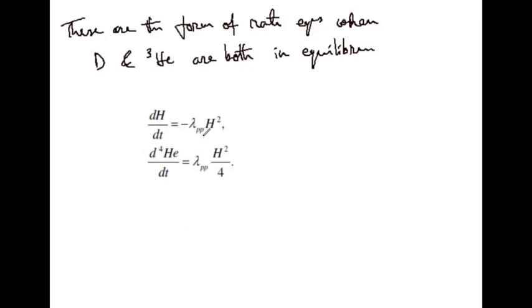See, so these are the form of the rate equations when both deuteron and 3 helium is 0. Of course, this means that d/dt of deuteron equal to 0 and d/dt of 3 helium is equal to 0 along with this, but this is needless to say. Anyway, okay, now you see, let us concentrate on this equation over here.